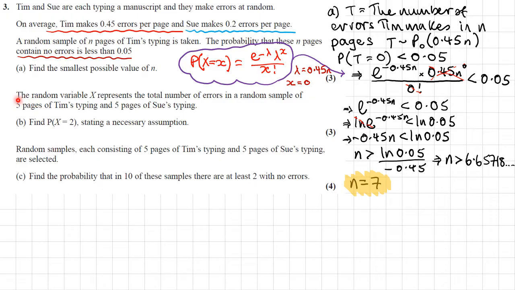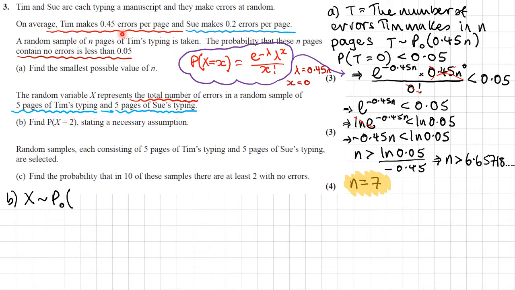Moving on, the random variable x represents the total number of errors. So we're looking at the total number of errors in a random sample of 5 pages. So 5 pages of Tim's typing and 5 pages of Sue's typing. Part B, find the probability that x equals 2, stating a necessary assumption. So this is when we can add together the number of errors that they make over 5 pages.